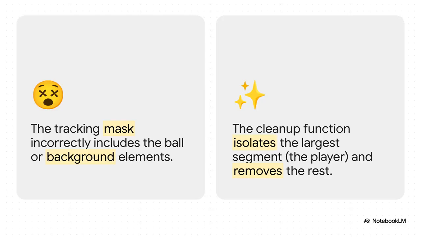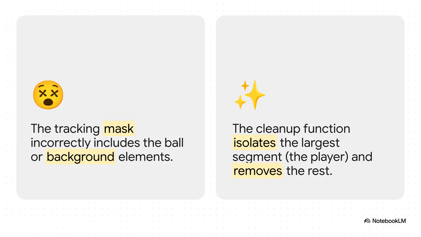But you know, it's not perfect. Sometimes SAM2 gets a little confused, and its tracking mask might accidentally grab a piece of the basketball or the background. So the engineers built this really clever little cleanup tool. It just looks at the whole colored blob, finds the single biggest piece, which is always going to be the player, and just deletes everything else.